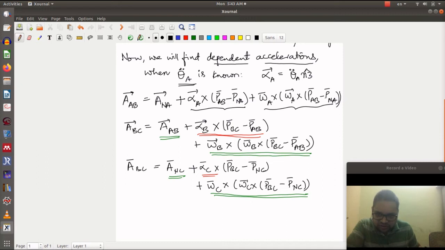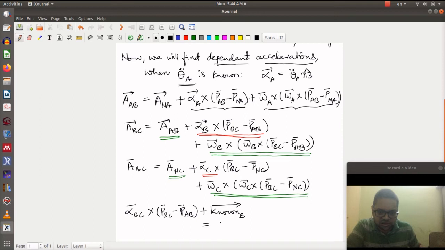So let us simplify it. Let us write this alpha B cross position of BC minus position of AB, plus, let us call this whole thing known B. Known B is nothing but this acceleration of AB plus omega cross omega cross PBC minus PBA. We are simplifying it by writing it this way, because it's all known.